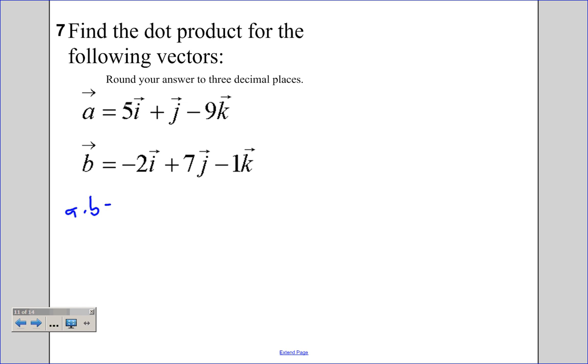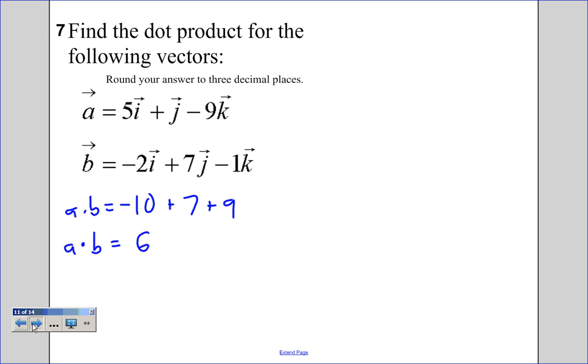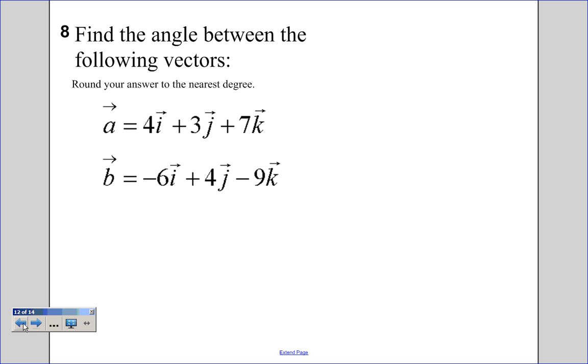Well, if I do A dot B, 5 times negative 2 is negative 10. 1 times 7 is 7. Negative 9 times negative 1 is positive 9. So if we add these all up, we get 6. So A dot B is 6. Wonderful. Now let's find the angle between these vectors.